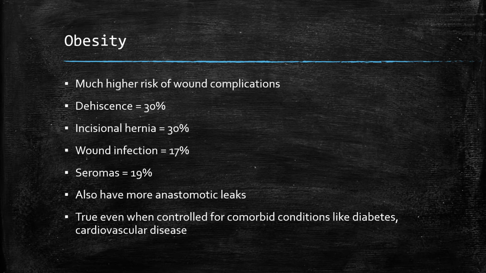Obese patients have a much higher risk of wound complications. Their rates of dehiscence, incisional hernias, wound infections, and seromas are all much higher than the non-obese population. Obese patients also have a much higher rate of anastomotic leaks. And all this is true even when comorbid conditions like diabetes and cardiovascular disease are controlled for.